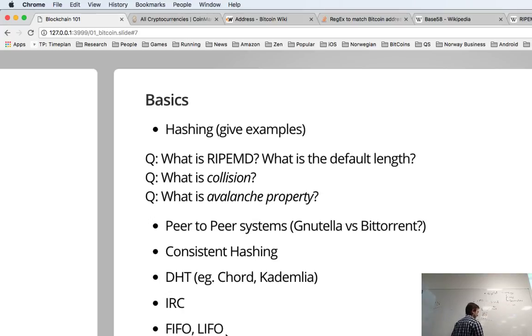So in programming, how many of you know Java? Java runs on top of the Java Virtual Machine, JVM. What is the JVM? Is it a stack-based virtual machine or a register-based virtual machine?